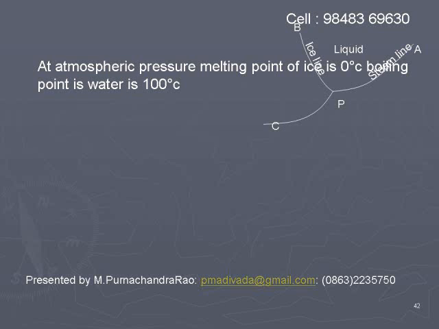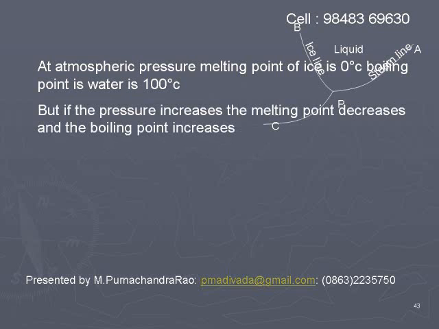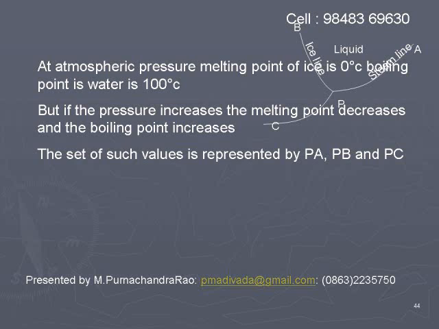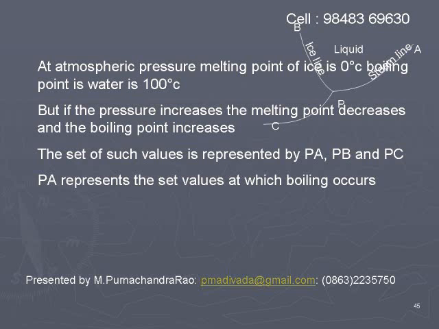At atmospheric pressure, ice melts at 0 degrees centigrade and water boils at 100 degrees centigrade. But if the pressure increases, melting point decreases and boiling point increases. The set of values of pressure and temperature at which boiling takes place is indicated by the curve PA. That means for any point on this graph, water boils. That means boiling temperature is not 100, it can be above 100 if pressure is increased.